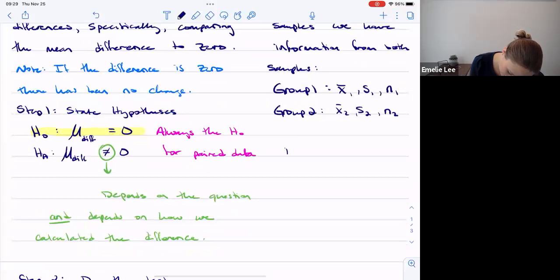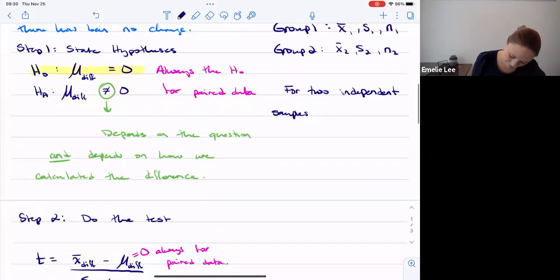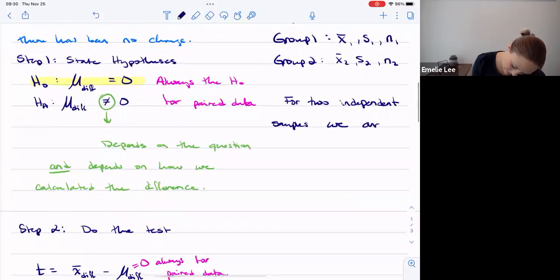So for two independent samples, we analyze the difference in the means.